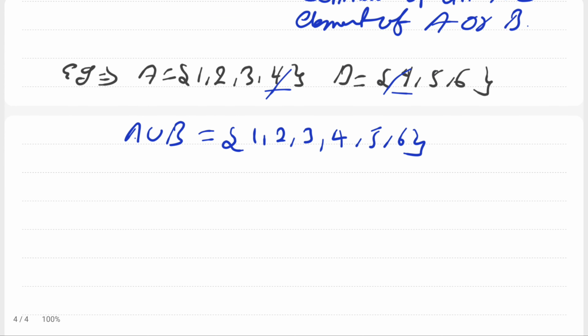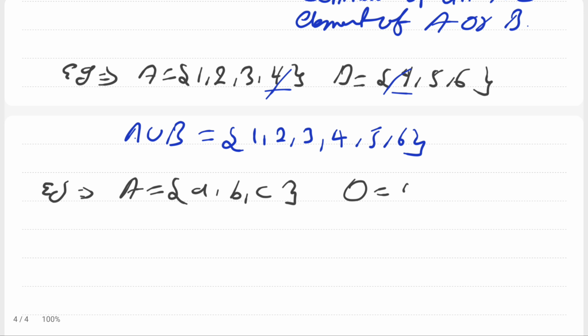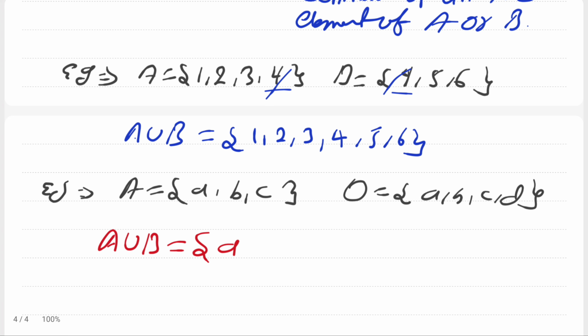Another example: suppose A is given as A, B and C, and another set is given as A, B, C and D. Then how will you write this? We can write A union B equals A, B, C and D. Why? Because A appears one time, B appears two times but we write it only one time, C appears two times but we write it one time, and D is this. So this is the union set.